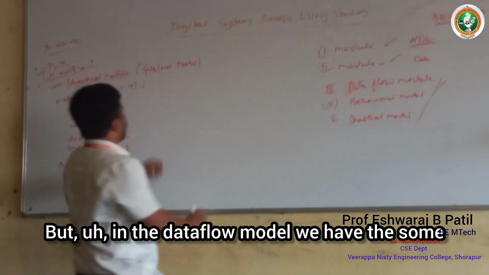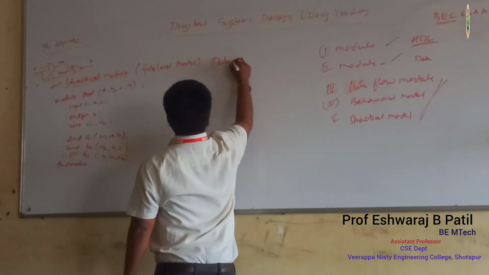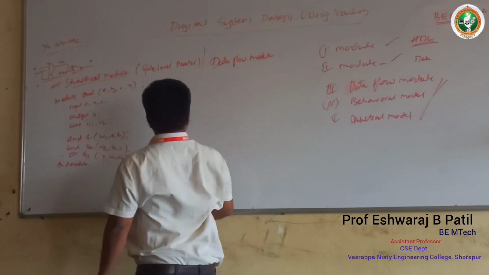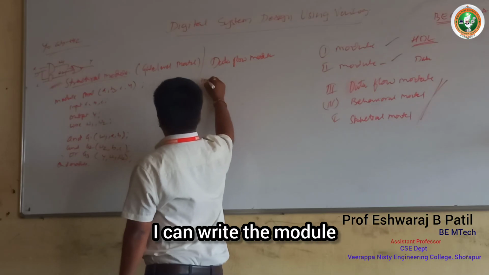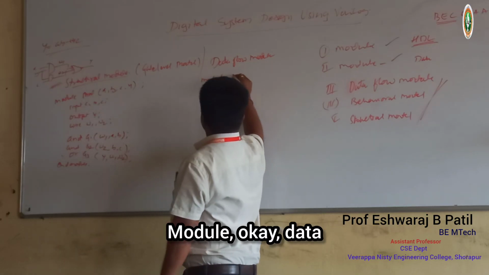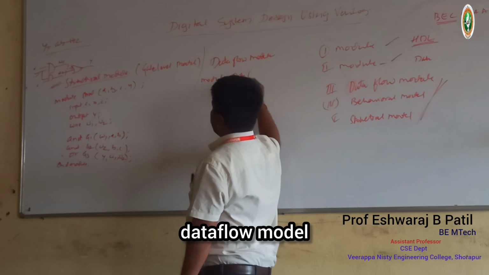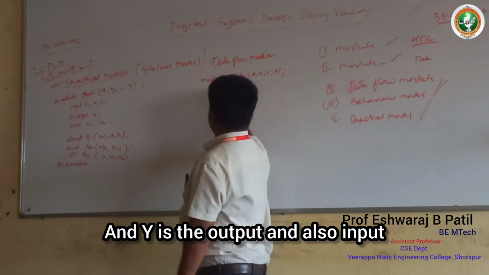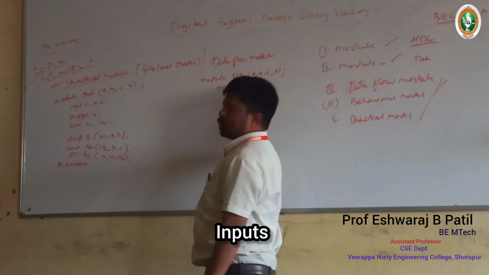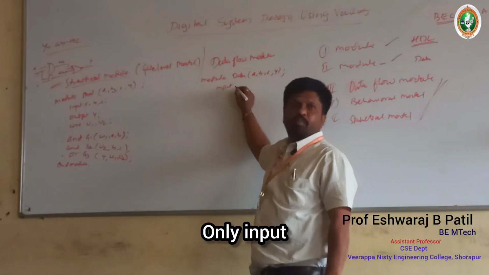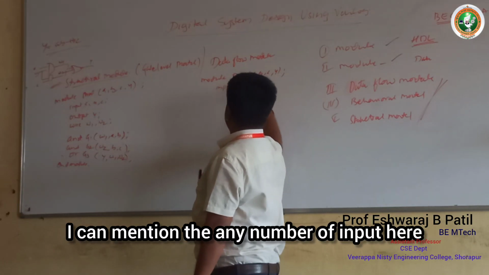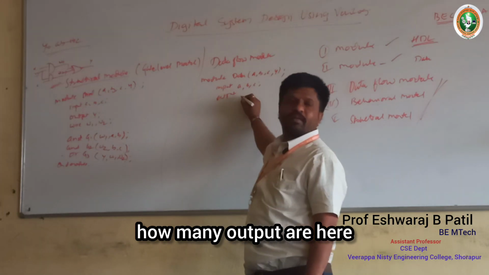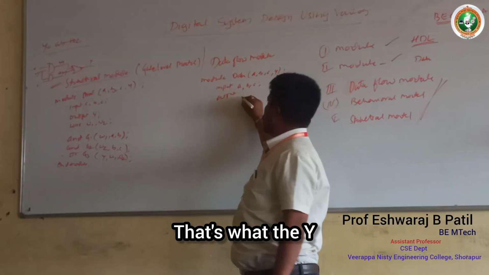But in the data flow model we'll have some abstraction. In the data flow model also I can write the model. What are the inputs? A comma B comma C, and Y is the output. Also, the input keyword: don't write inputs, only input. I can mention any number of inputs here. Output: how many outputs are here? Only one, that's Y.